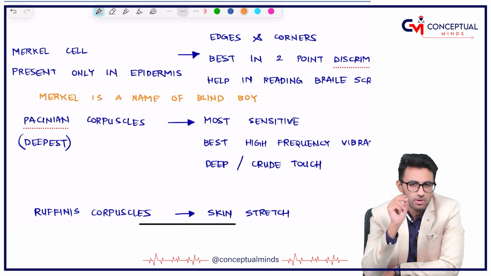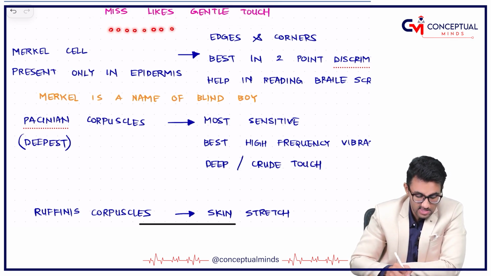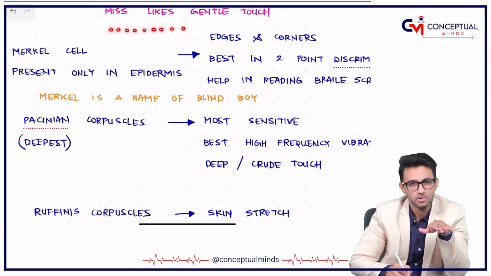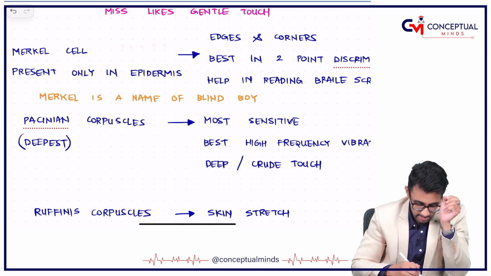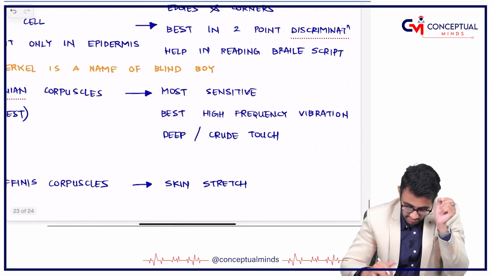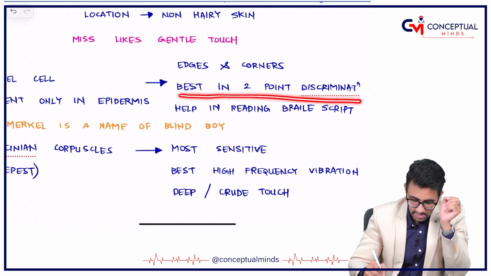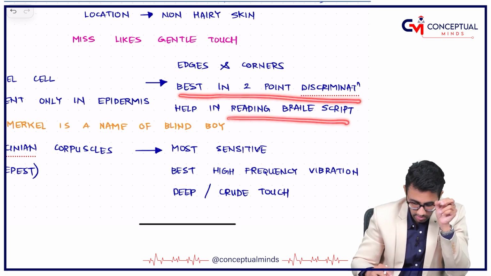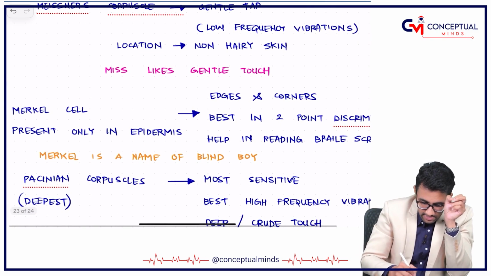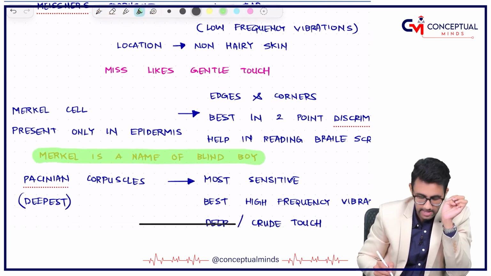Definitely we will need it, right? Because this script involves these sorts of elevations on a hard surface, right? So 2-point differentiation is by the Merkel cell. This is what is written here: best in 2-point discrimination, helps in reading braille script. That is very important. Just keep this sentence in mind and you will never go wrong. Merkel is the name of a blind boy.